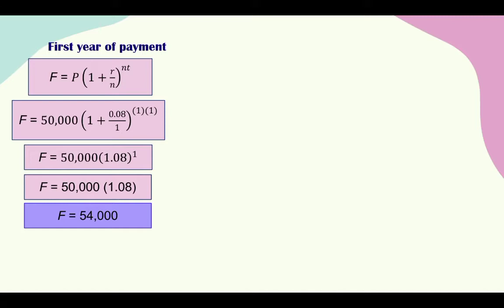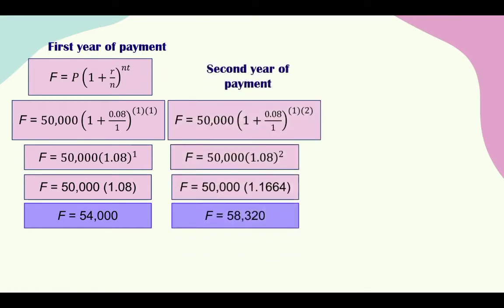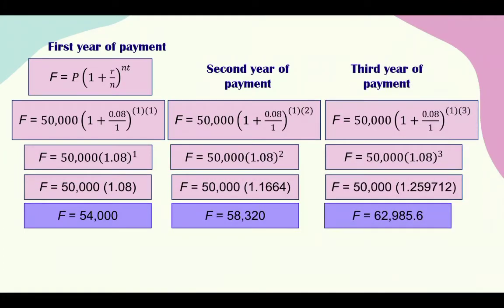Okay, so 50,000 times 1 plus 0.08 over 1 raised to 1 times 1. So for our first year, we have 54,000. And on the second year, we got 58,320. And for the third year, we have 62,985.6.